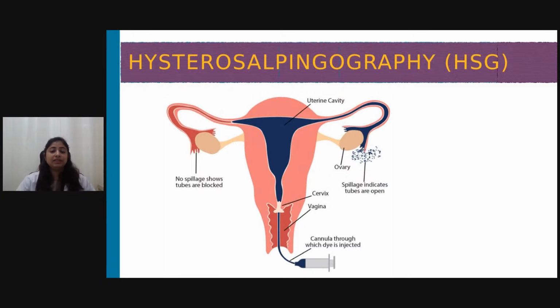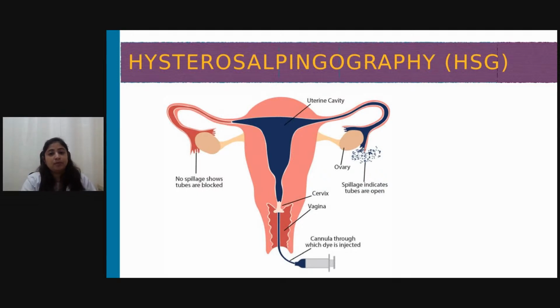So what happens in this test? It is basically done as an OPD procedure. The woman has to lie down, and after proper cleaning and using sterile techniques, a tube or an instrument is inserted inside the neck of the womb, the cervix, and then we push a dye. At the same time, an x-ray is taken from above, and the dye is picked up by the x-ray. If the tube is open, the dye will move through the tube and come out from the other end, so we can see it in the x-ray film, and that gives us an idea about whether it is open or closed.